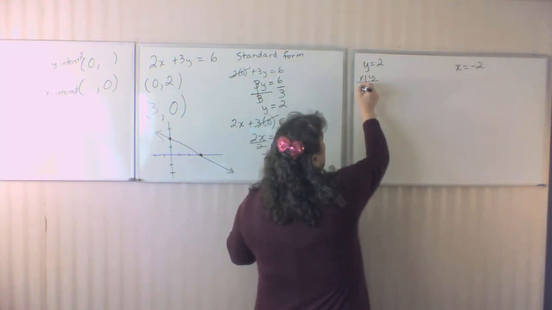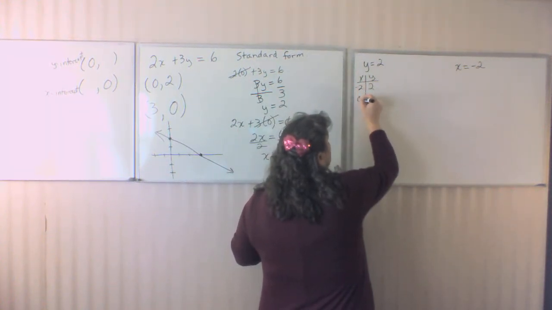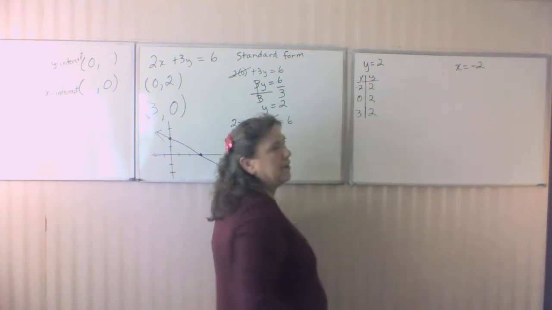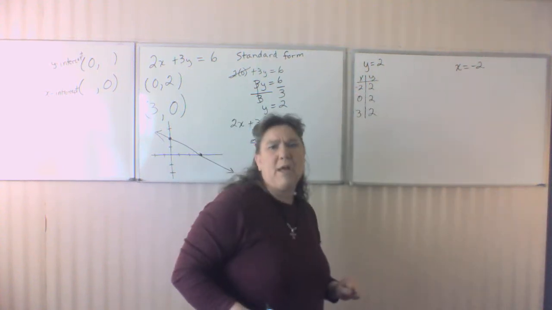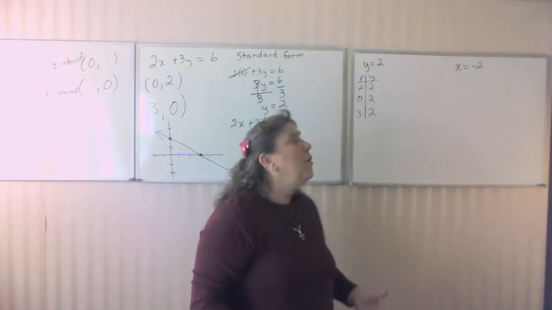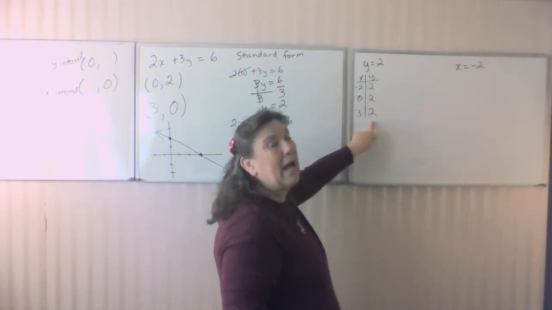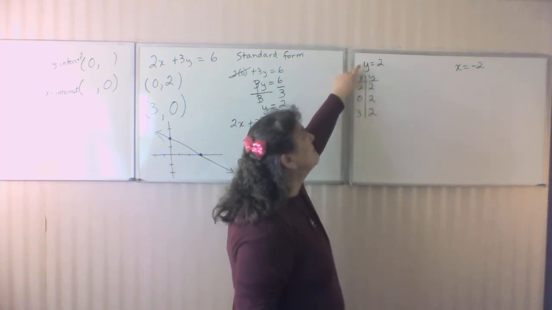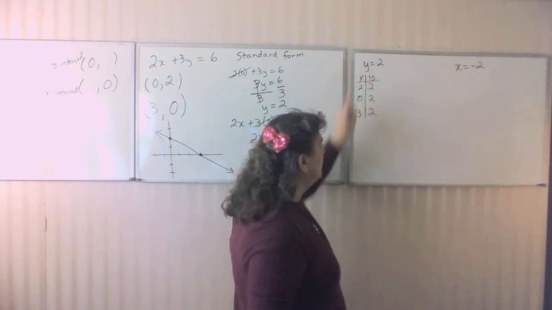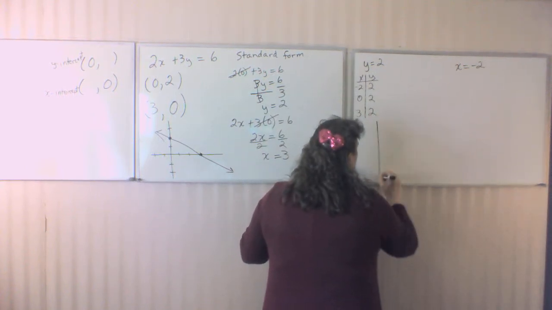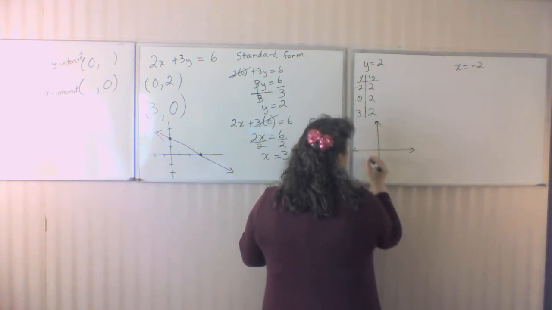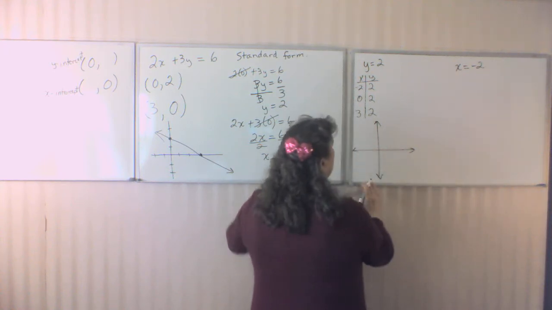So I can have a -2, I can have a 0, and I can have a 3. Any of these values I want. I can make it -1, I can make it 10, I can make it whatever. It doesn't matter. What matters is that the y has to be 2 because it says that y is only equal to the number 2. So when I go to graph that, it makes a very specific kind of a graph.